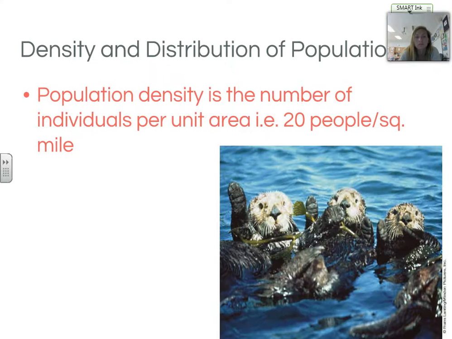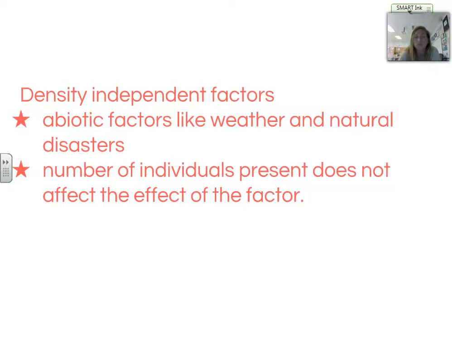So we're going to start off, what is density? It basically is the number of individuals per unit area. For example, I might say 20 people per square mile. And there are some factors that are involved with that.